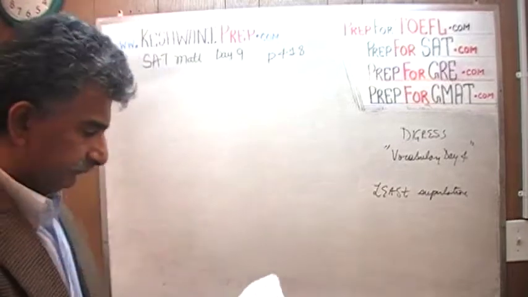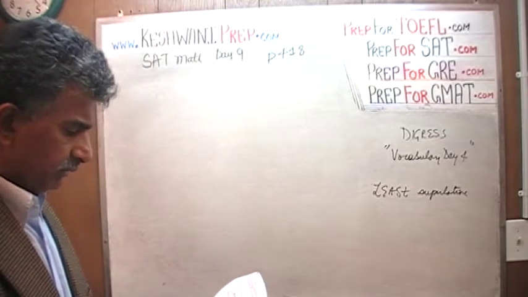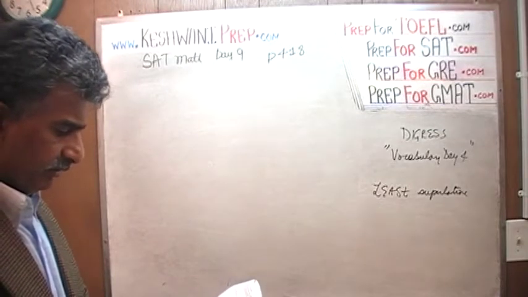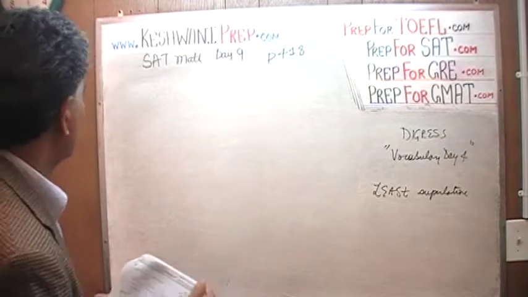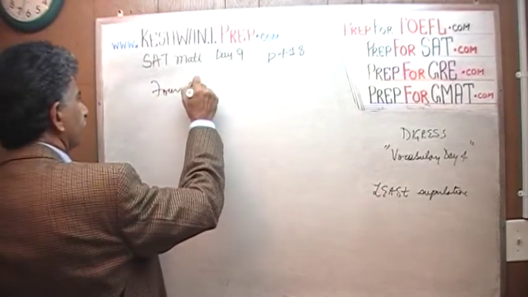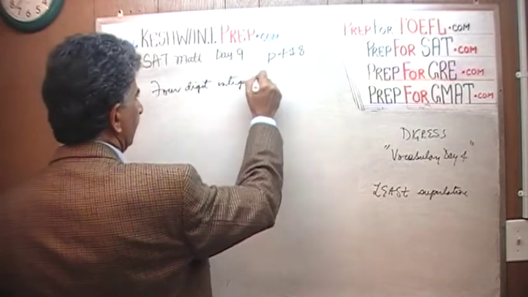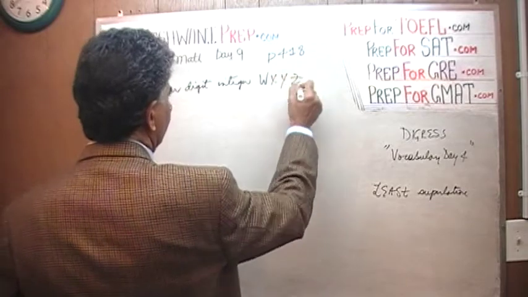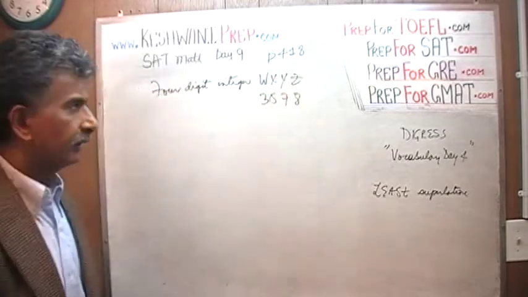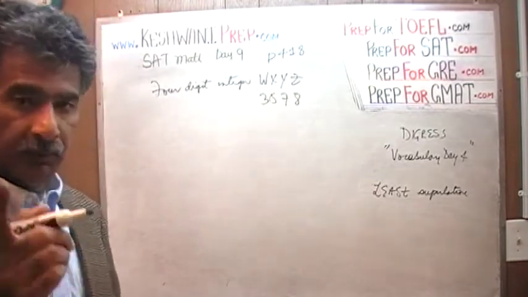Let's do number 16. It says a 4-digit integer w, x, y, z, in which x, y, and z each represent a different digit, is formed according to the following rules. Okay, so we have a 4-digit integer W, X, Y, Z. For example, we may have 3,578. That's a 4-digit integer, in which case Z is equal to 8, Y is equal to 7, and so on and so forth. But we have to follow these rules.